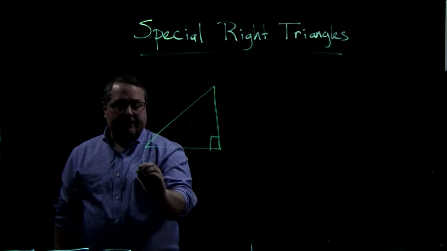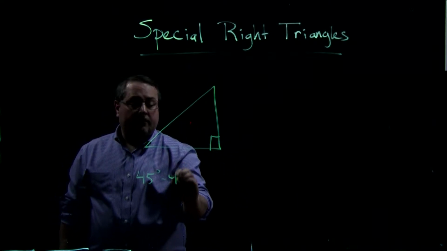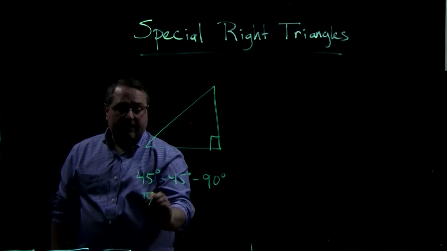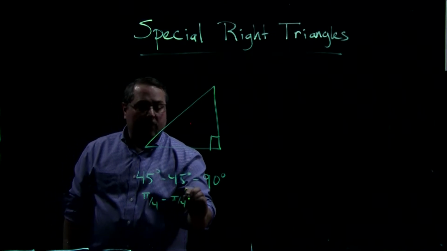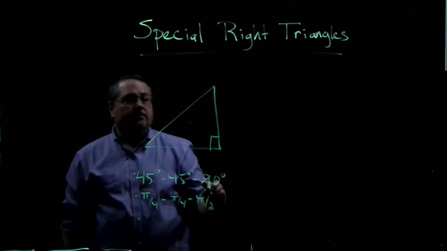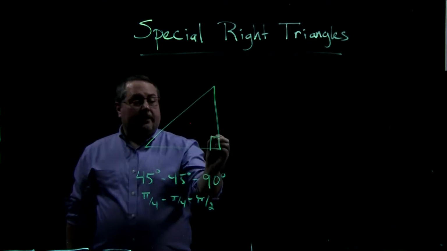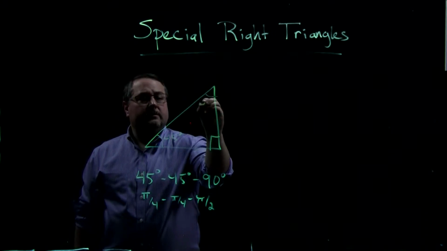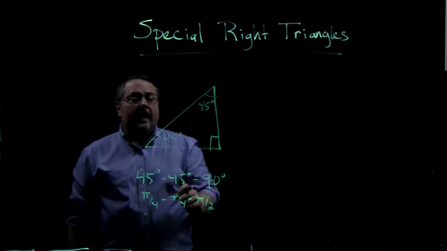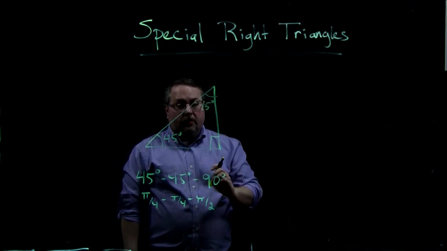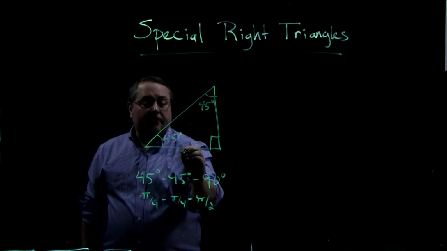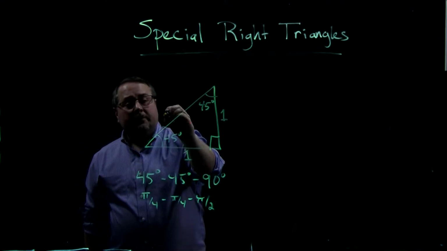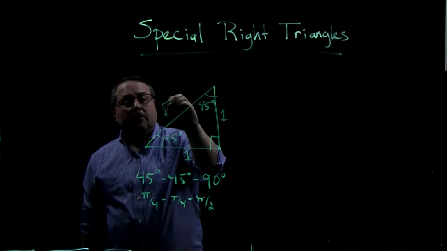The first is what we call the 45, 45, 90 triangle, or if we want to use radians, the pi over 4, pi over 4, pi over 2 right triangle. So this is a triangle that has a right angle and has two 45-degree angles. And this is our isosceles right triangle. So what that means is if our two legs both have length 1, then the hypotenuse is going to have length equal to the square root of 2.